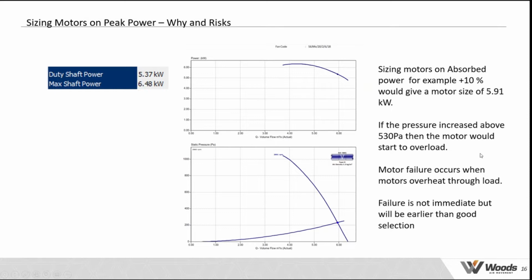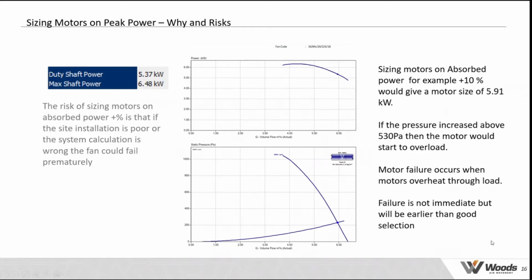That doesn't mean the motor is going to fail straight away, but what it does mean is that the motor will fail prematurely. So it's going to be, maybe 8 years instead of 20. I don't know. So the risk of sizing motors on absorbed power is that if the site installation is bad or the system calculation is wrong, the fan could fail prematurely. I mean, if it was to work at the very peak here, you'd start to get serious early failure.